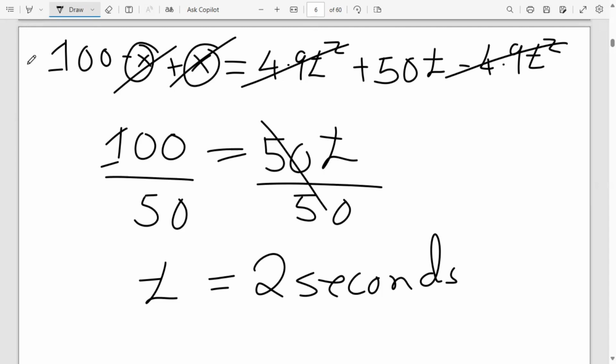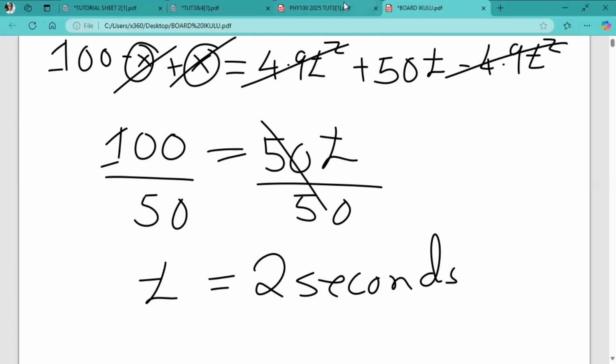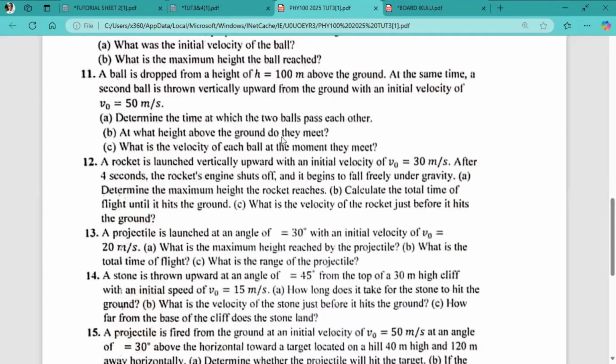Okay, so that is the time that is taken for the two balls to meet. They are going to meet, or they are going to pass each other, when the time is exactly 2 seconds. That means we've calculated question A. Let's go to the next one.